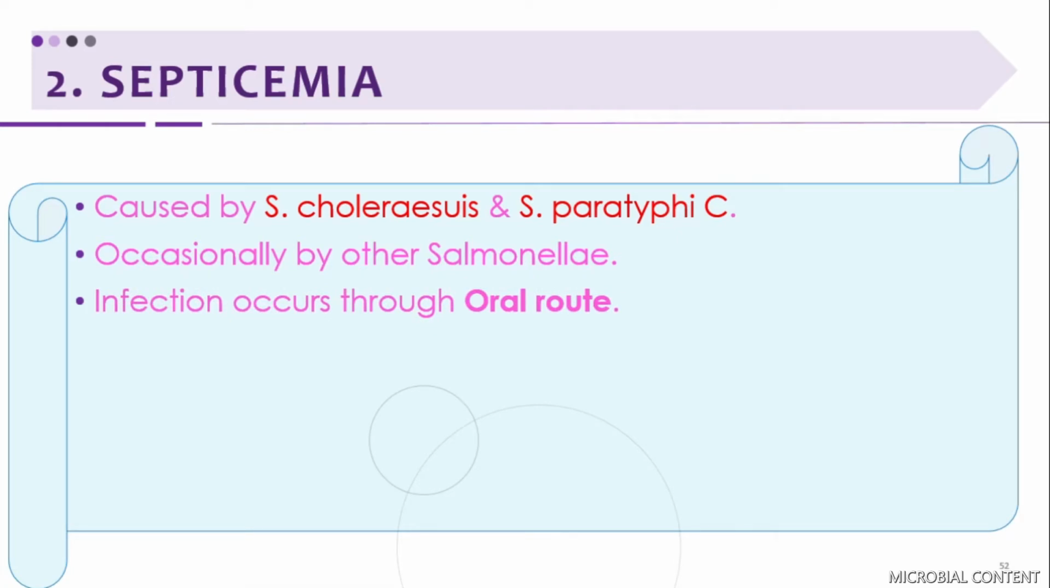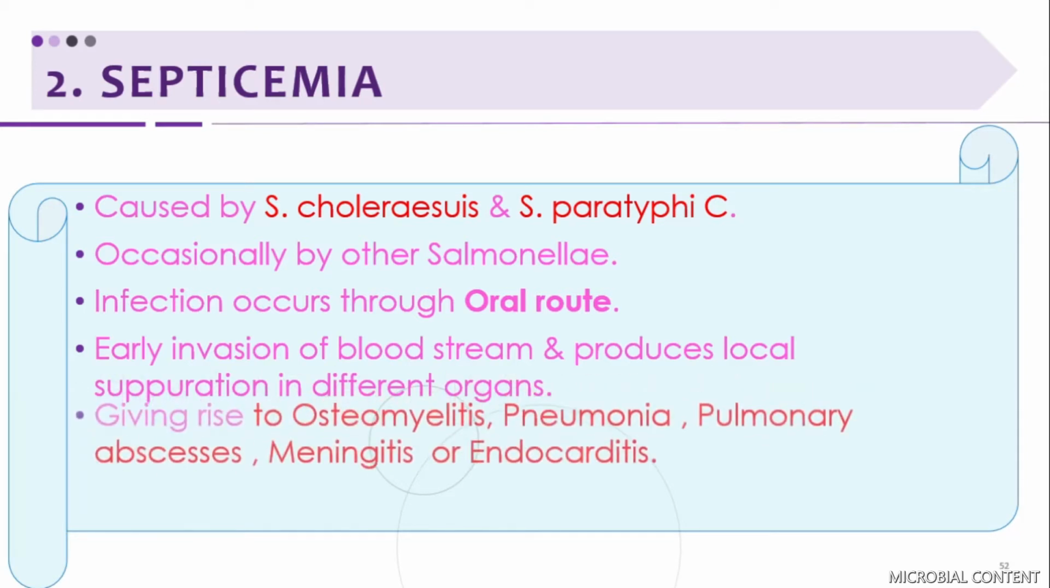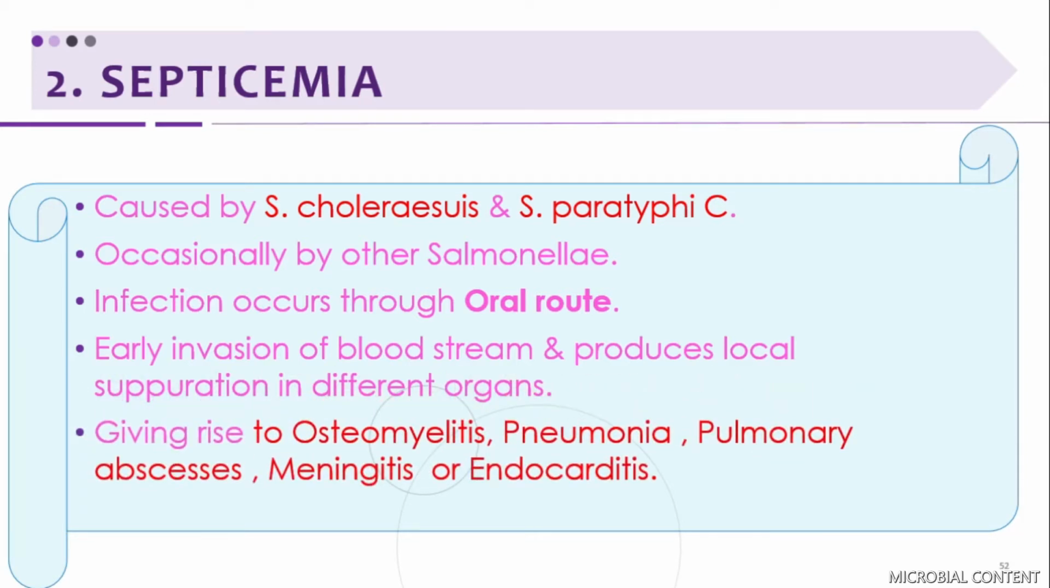This infection occurs routinely by the oral route, and there is an early invasion of the bloodstream. That produces various local suppurative lesions in different organs, and ultimately this may give rise to osteomyelitis, pneumonia, pulmonary abscesses, meningitis or endocarditis, due to the spread of this organism through the bloodstream, affecting various organs and causing these lesions.